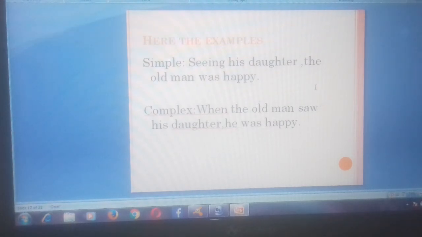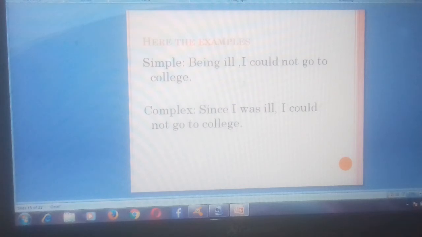Now we'll go to discuss another example. "Being ill, I could not go to college." Here, "being ill", the present participle, shows a reason. So we have used the conjunction "since" instead of "being". The complex form is, "Since I was ill, I could not go to college."